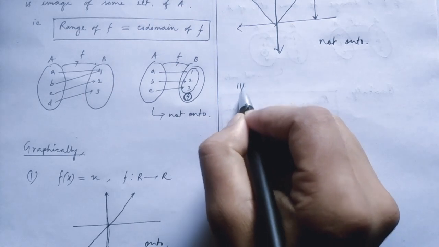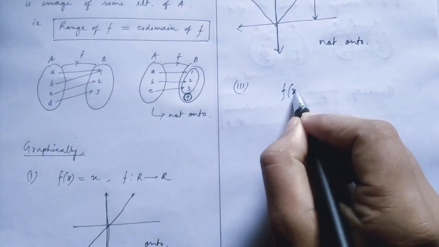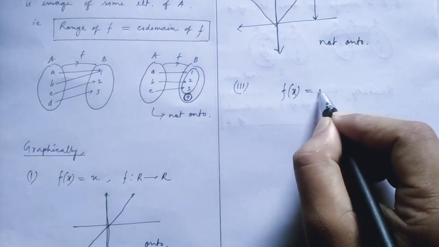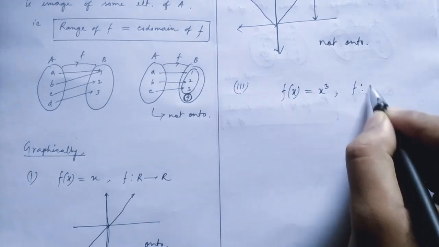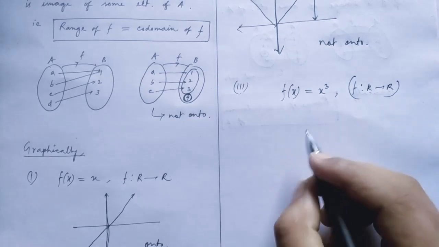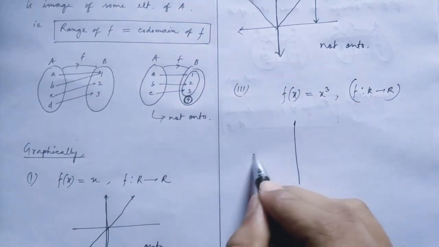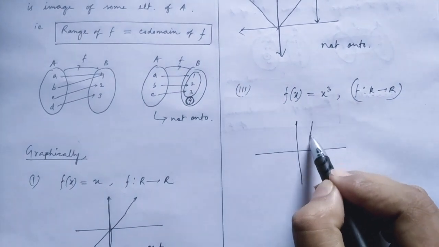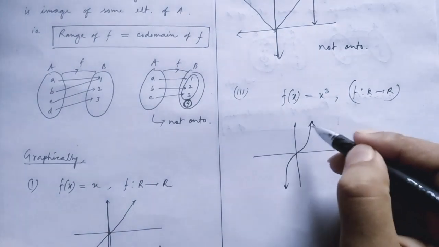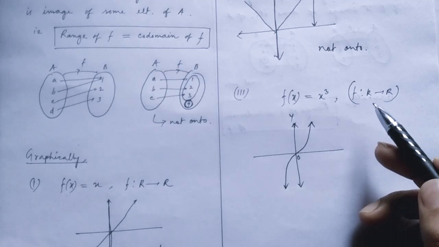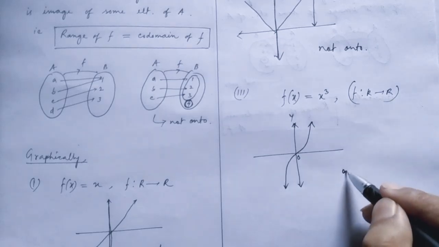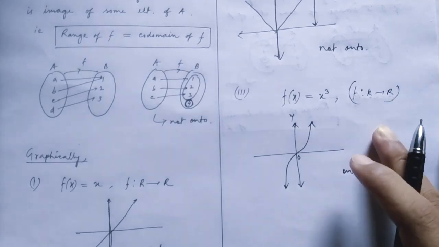Again, if you take f(x) equal x cube, which is also from R to R, and you see the graph, it is like this. So here the range and codomain both are same, so this is onto.